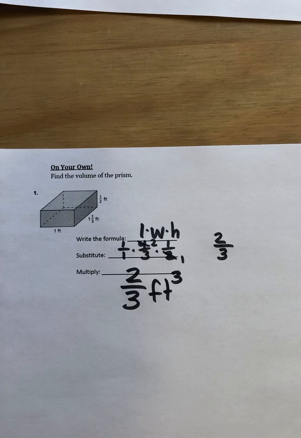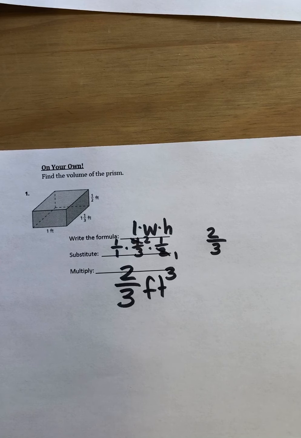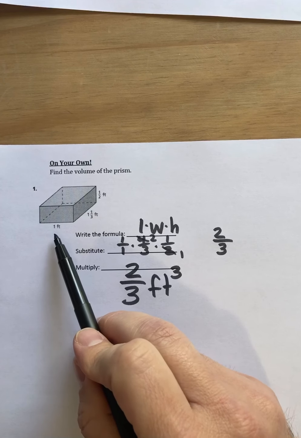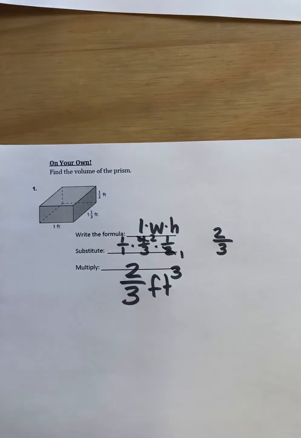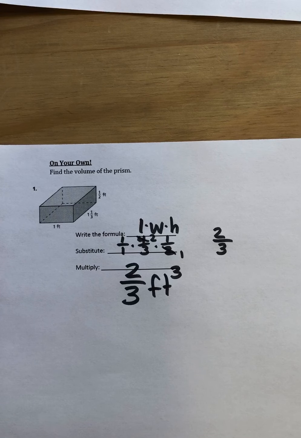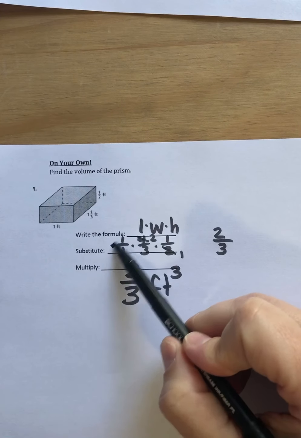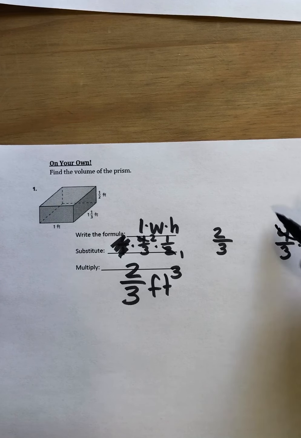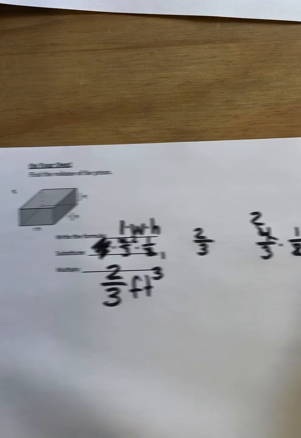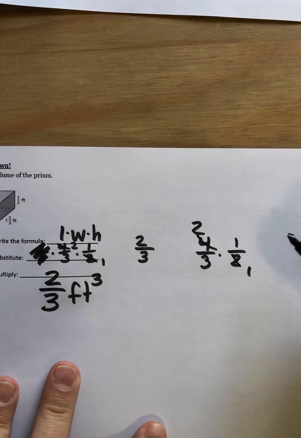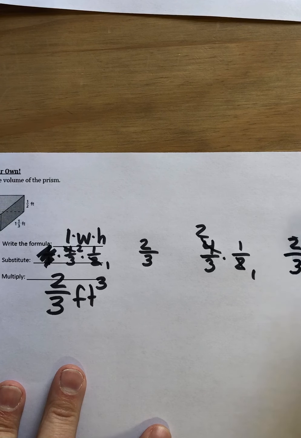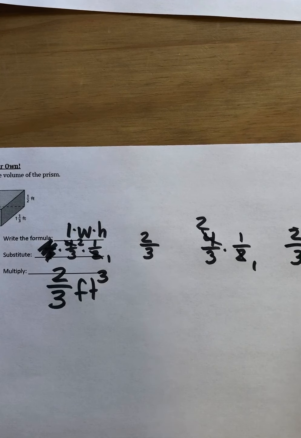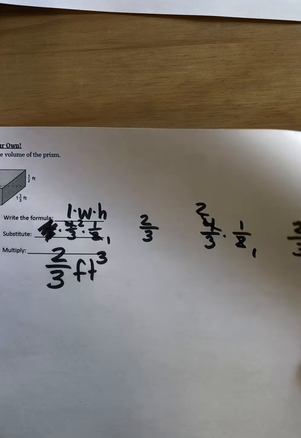Little hint for you, if ever you've got a volume that's got a dimension that's a 1, this is the multiplication property of 1. We could have done this whole problem and just ignored this part and just done 4/3 times 1/2. And you'll notice you'll still get that same answer of 2/3. So be aware of that multiplication property of 1. That certainly will help you.